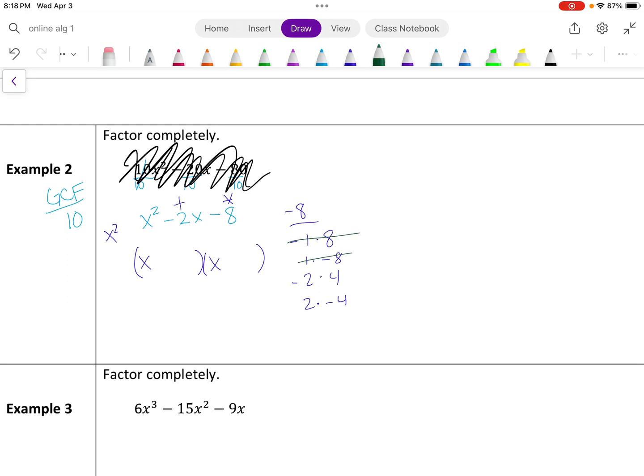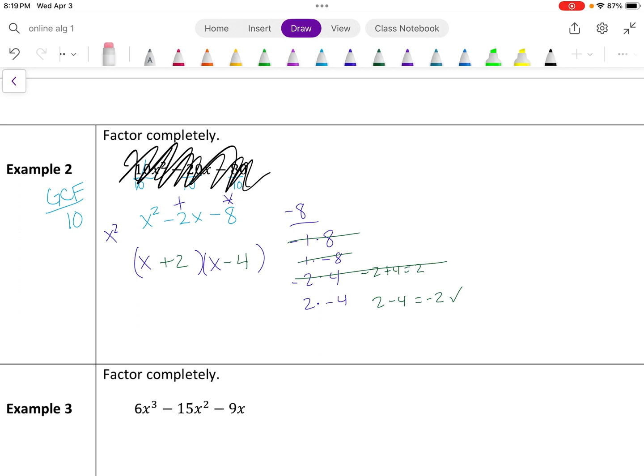Well, these aren't going to work, right? That'd be 7 and negative 7. Negative 2 and 4 is a positive 2. That's close, but not what I'm looking for. 2 and negative 4. 2 minus 4, there's the negative 2 we want. So we must have an x plus 2 and an x minus 4.